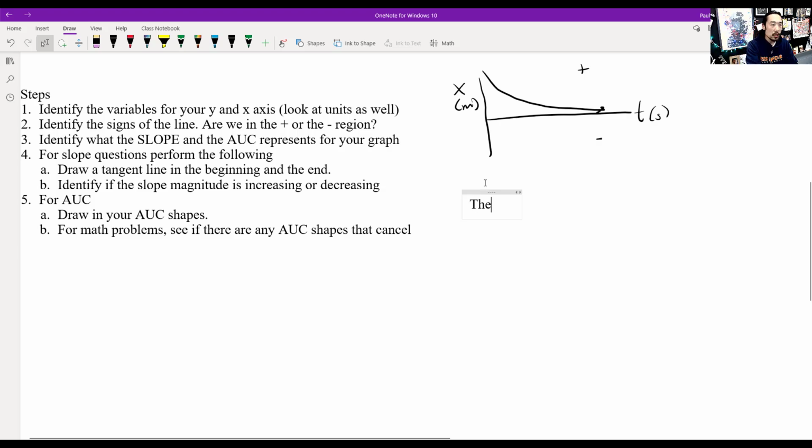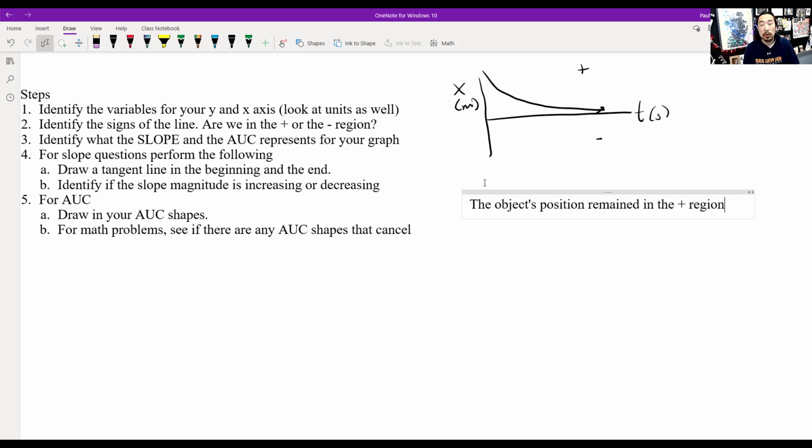So we can say the object's position remained in the positive region. All right. Next, you're going to identify what the slope or the area of the curve represents. And because this is just a position time graph, we only have to worry about slope. And the slope represents velocity.